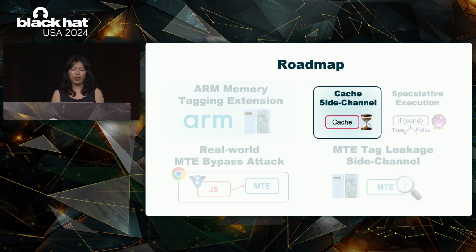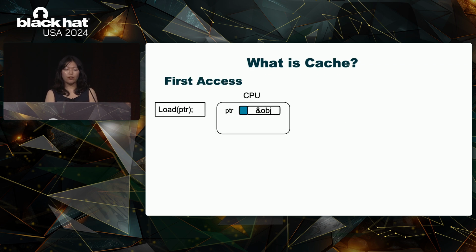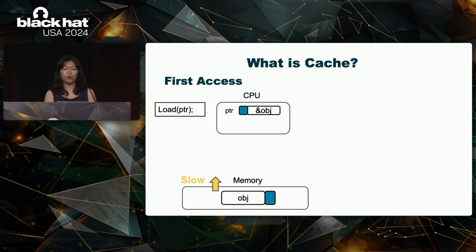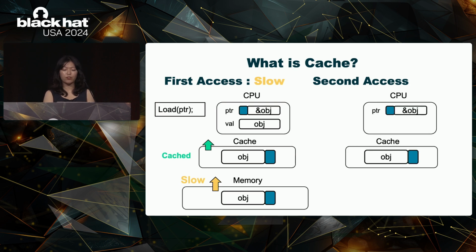So to understand our attack, let's first take a look at the cache side channel. Cache is a small and fast memory that stores recently accessed data. It is located between the CPU and the main memory. And when the CPU accesses a memory object for the first time, it fetches the object from the slow main memory. Then it stores the object in the cache, so the memory access is slow. When the CPU accesses the same object again, it fetches the object from the cache, so the access is fast.